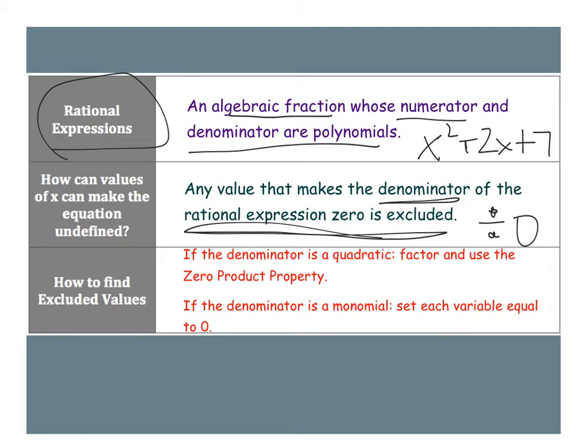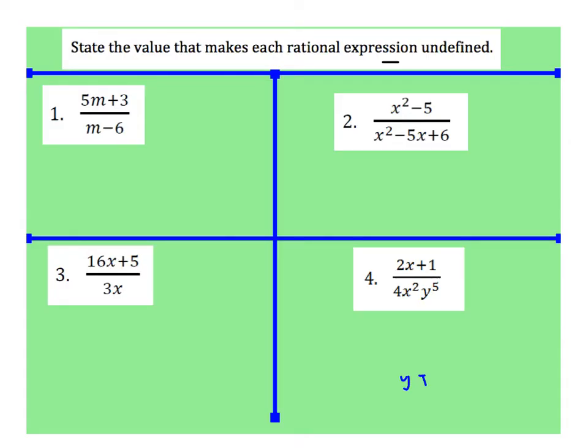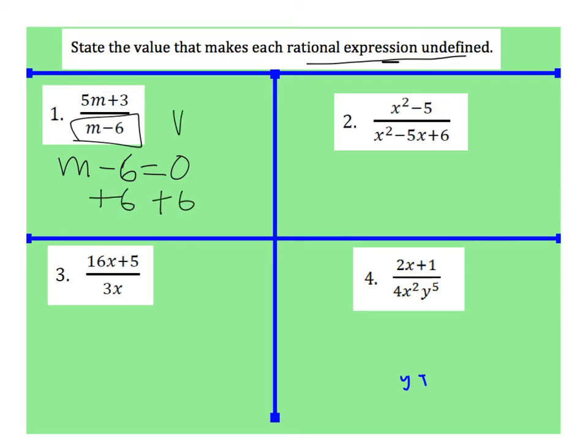So how to find excluded values? Set the denominator equal to 0 and then figure out what that would be equal to. So if I look here, state the value that makes each rational expression undefined. So I've got m minus 6. Well, if m minus 6 equals 0, I'm in trouble because that means I would be dividing by 0 and I cannot do that. So I want to add 6. So if m equals 6, I'm in trouble. So m cannot equal 6.